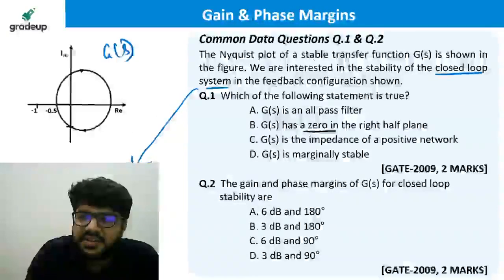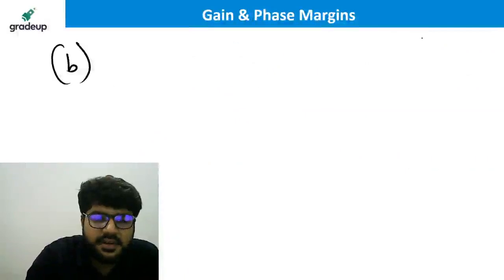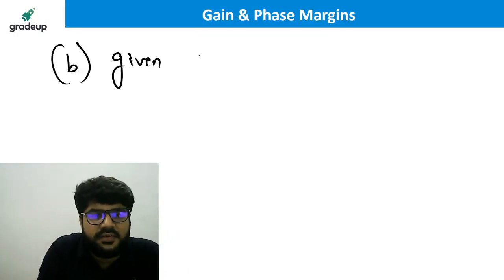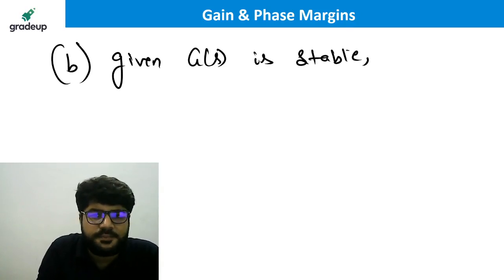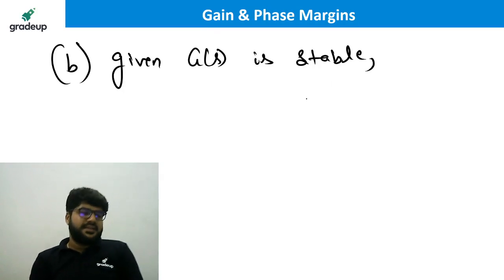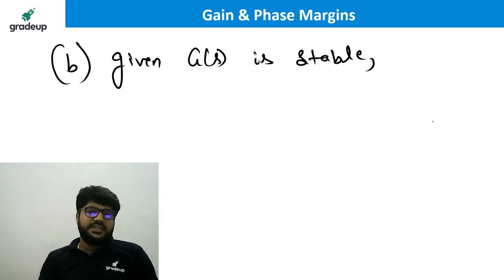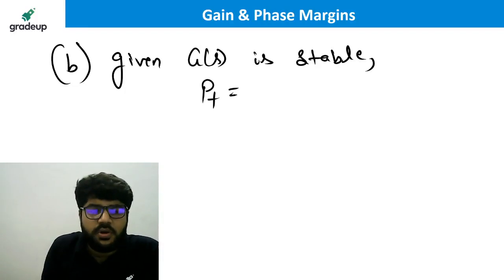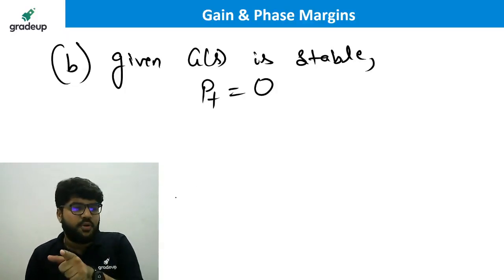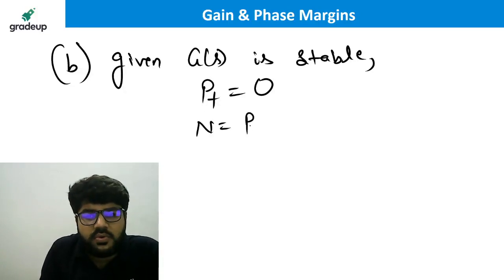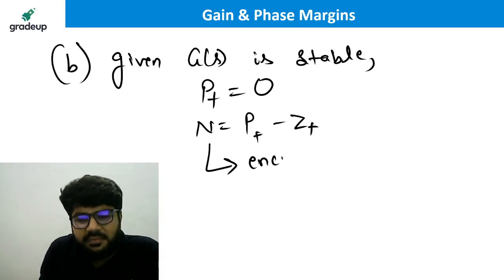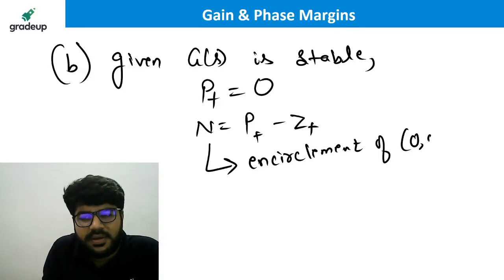It is given that G(s) is a stable transfer function. If G(s) is stable, what will be the poles of G(s) in the RHP? Because G(s) is stable, the poles of G(s) in the RHP will be equal to 0. So N = P - Z+, and what is N? I am looking at the encirclement of (0, 0) for the given plot.